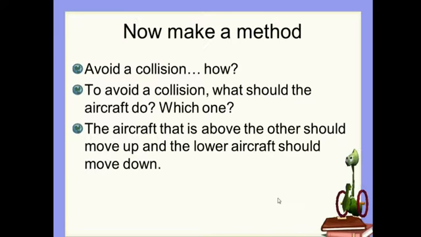Okay, so now to make a method. How do you avoid a collision? What should the aircraft do? Which one? Now it's important. So what they decided is, let's try the aircraft that's above the other should move up. So the higher one should move up and the lower one should move down. That makes sense. But you really want to make sure that you're clear on which is which, right? So that the wrong one doesn't move. So let's take a look at that.